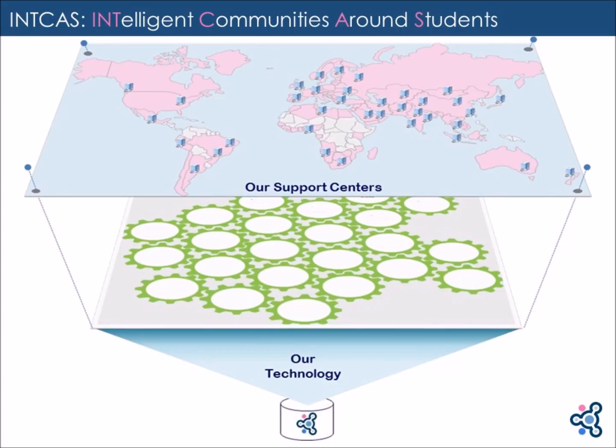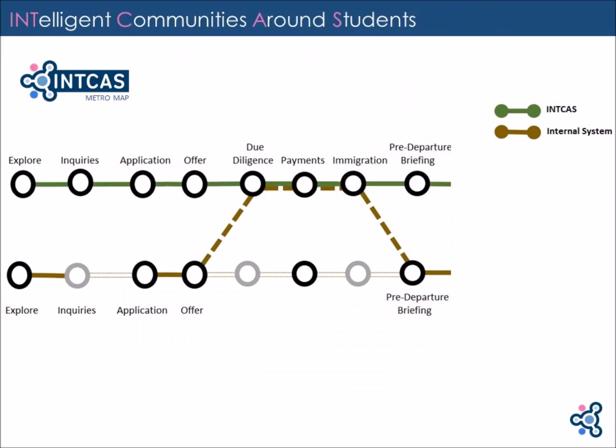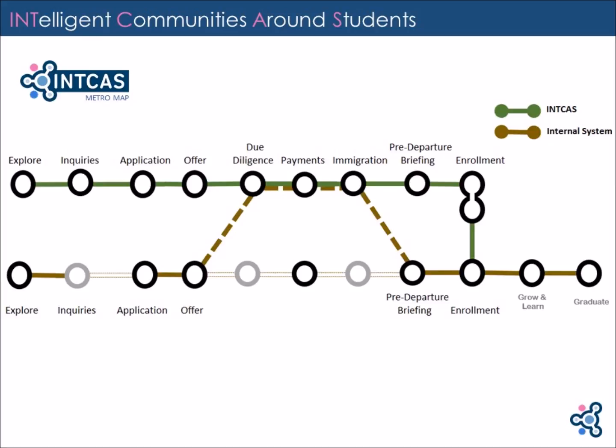We've partnered with some of the most respected names in the business, including Fragments, one of the world's top immigration law firms, with offices in more than 100 countries around the world. So those support centers also run through a pre-departure checklist to ensure a defect-free application, which ultimately improves the visa approval rate. Then, of course, the student enrolls and learns and grows throughout those college and university years and graduates to become a productive member of society.